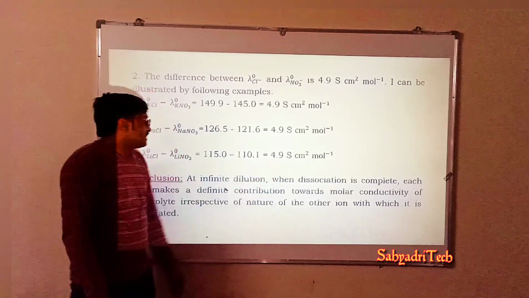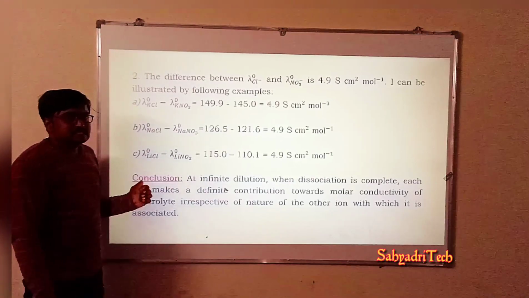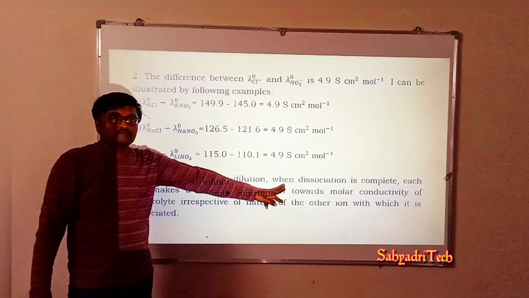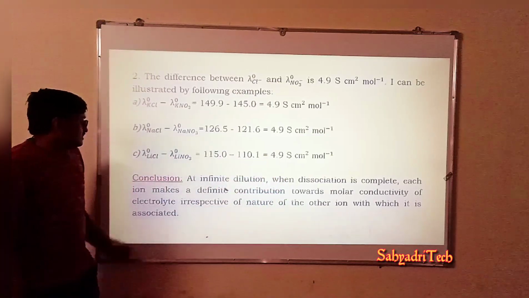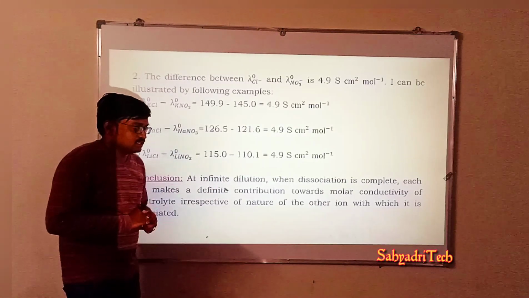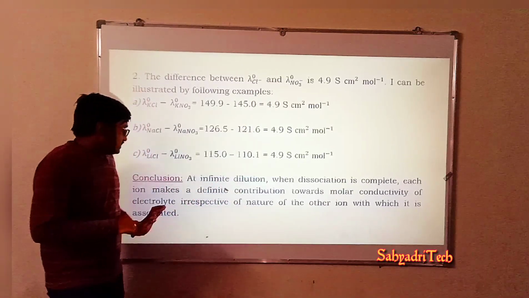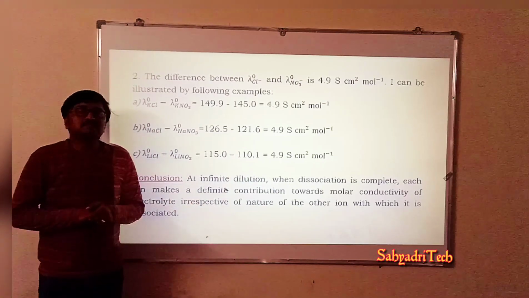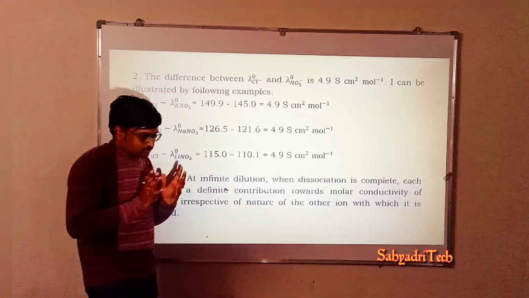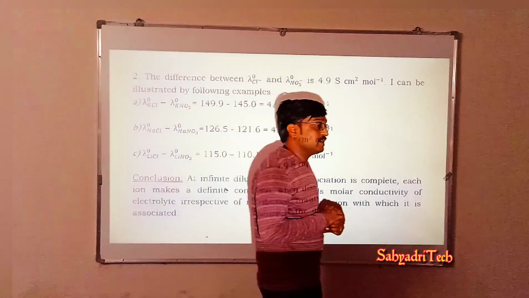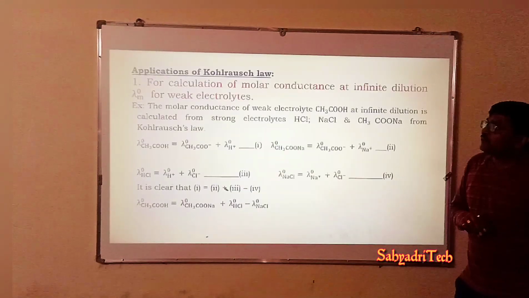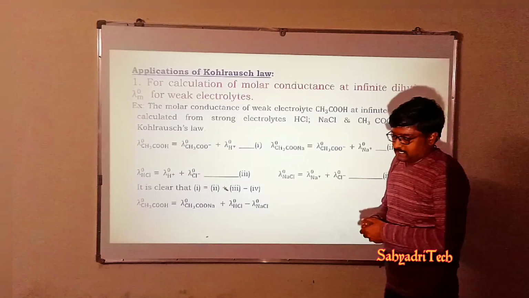So I repeat the conclusion: at infinite dilution, when dissociation is complete, each ion makes a definite contribution towards the molar conductivity of the electrolyte, irrespective of the nature of the other ion with which it is associated. This is one of the important observations made by Kohlrausch. Okay, well, then coming to the applications of Kohlrausch's law.